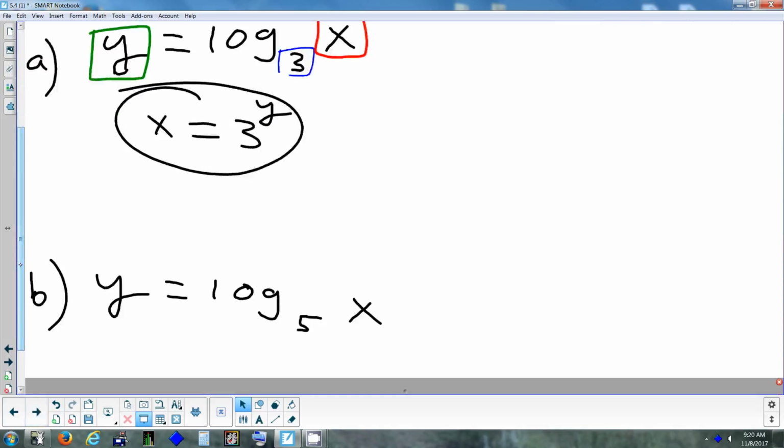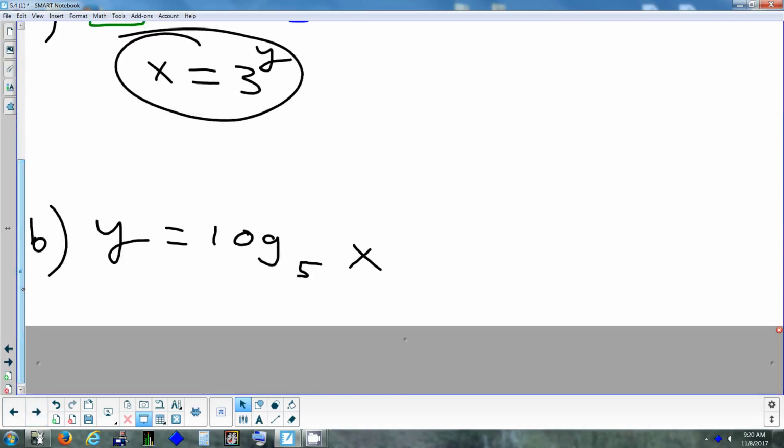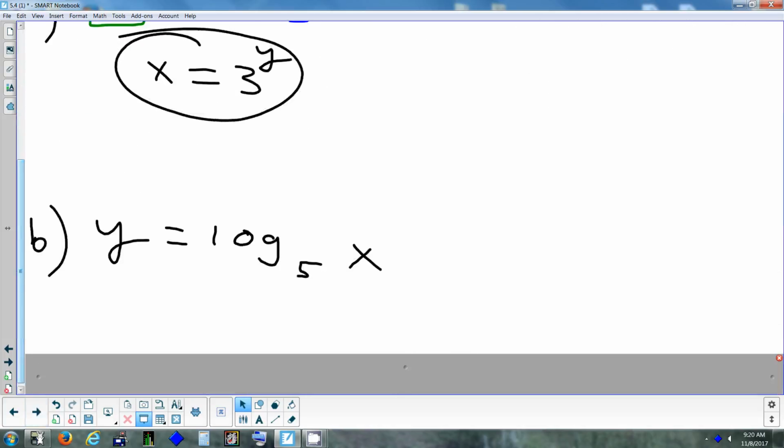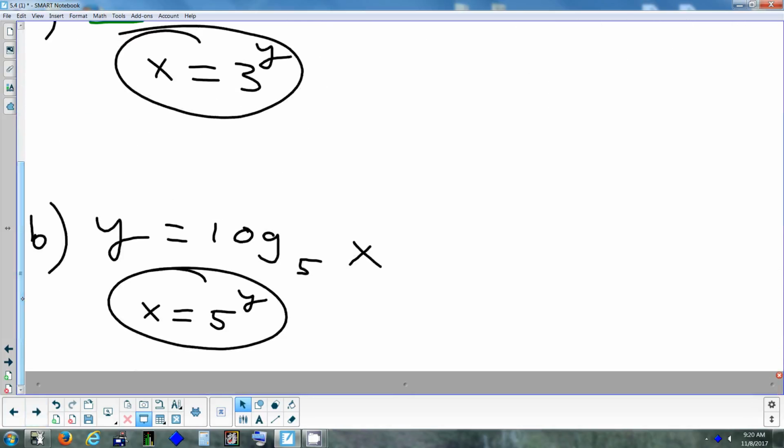Let's try another one. Y equals log base 5 of x. What's my base there? 5. Yep. So now I need an exponent on the 5. Whatever's by itself in the log equation, that's always your exponent. And the only thing you have left is the x. Any question on that one?